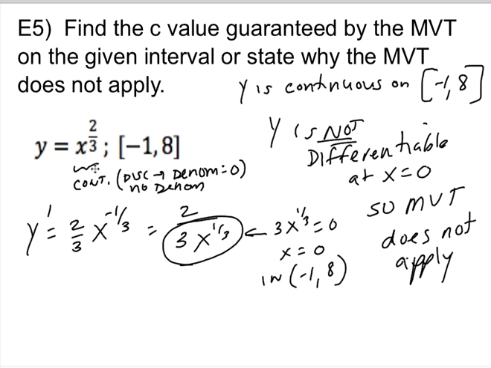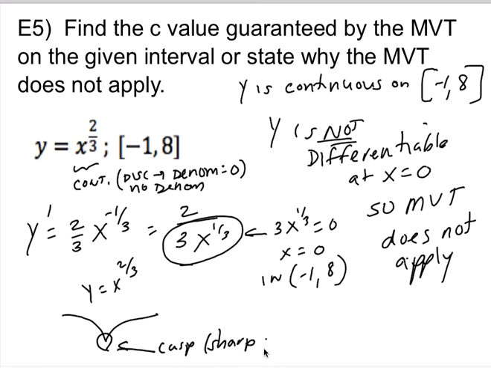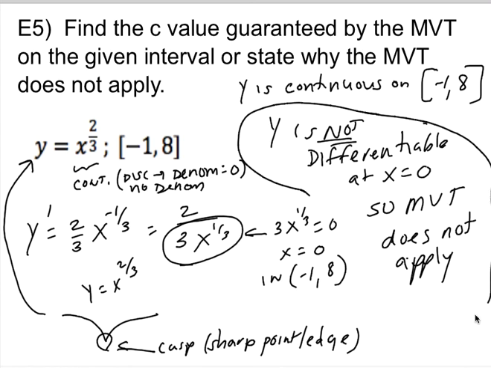Now, you could have graphed this, and if you graph it, what you're going to find is that the graph essentially looks like this. So this is what y equals x to the 2/3 looks like, and this is that sharp edge. This is a cusp. So remember, sharp pointy edges in a graph mean that it's not differentiable. So if you know what the graph looks like, you could explain that at x equals 0 there is a sharp edge. The other way to do it is to actually differentiate and show that there is a problem. So again, y is not differentiable, so the MVT doesn't apply.